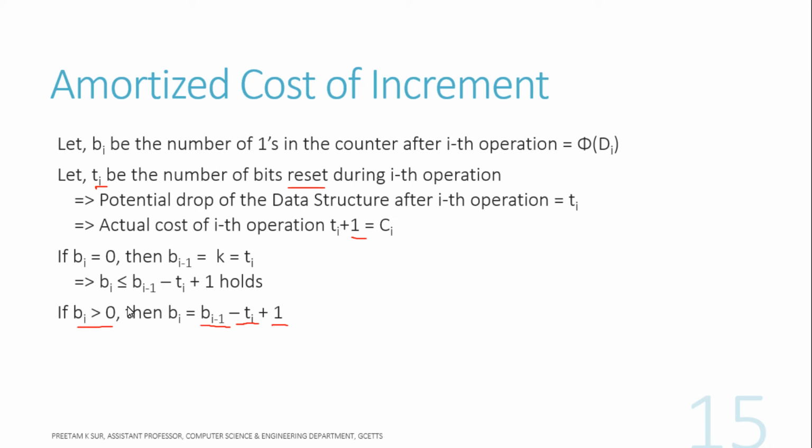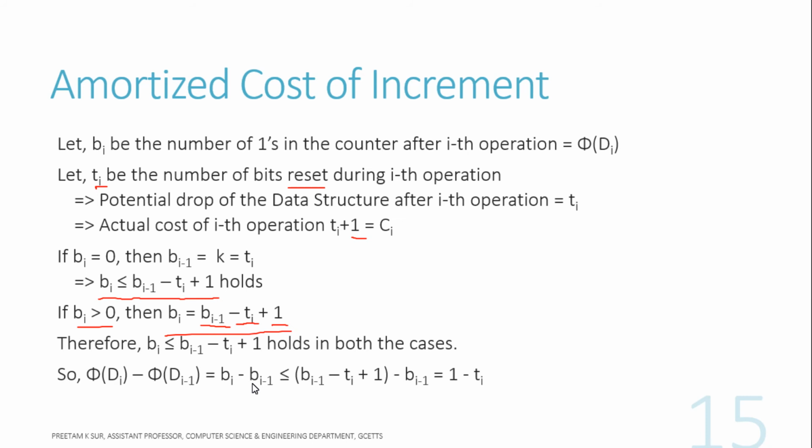Okay, so for these two cases, we have found that here bi is less than or equal to bi minus 1 minus ti plus 1, and here we are finding that bi is equal to bi minus 1 minus ti plus 1. So together we can tell that bi is less than or equal to bi minus 1 minus ti plus 1. In both the cases we can tell that this inequality holds. So what can we derive from it?